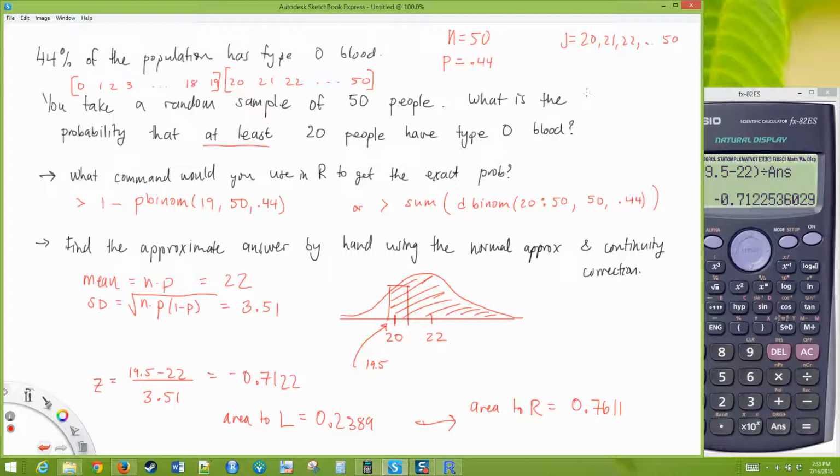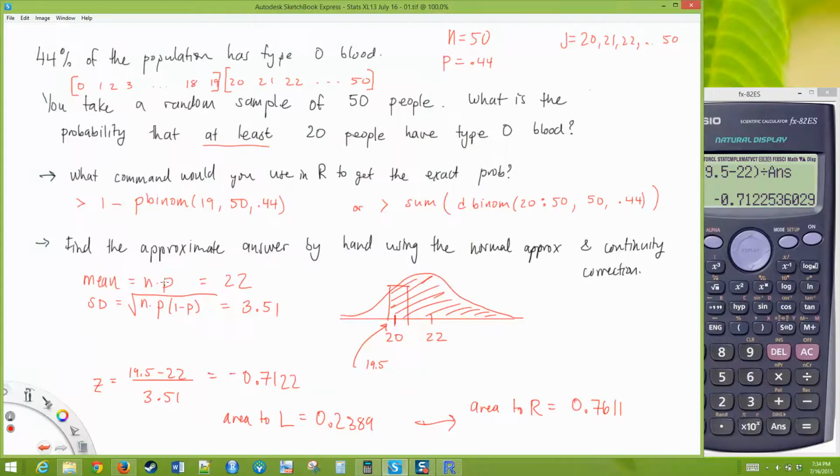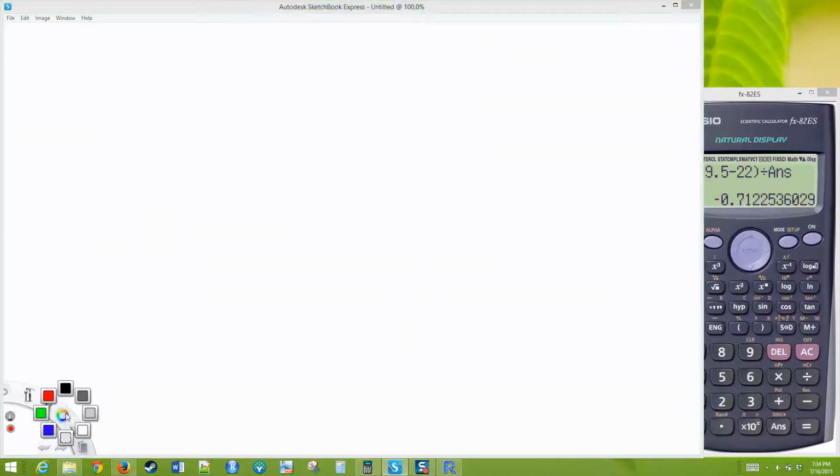Are we good with that? So you'll see a question kind of like this on the quiz next week. Normal approximation for the binomial with the continuity correction. And we'll work in Chapter 5 today, which is all about sampling distributions.